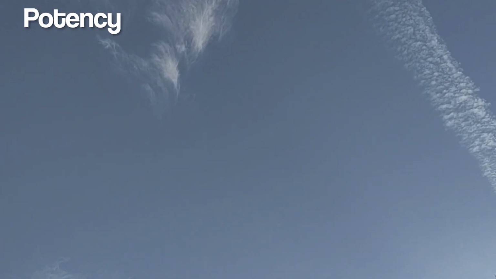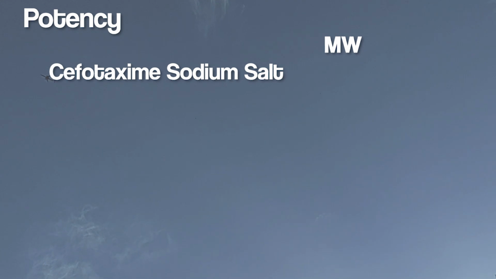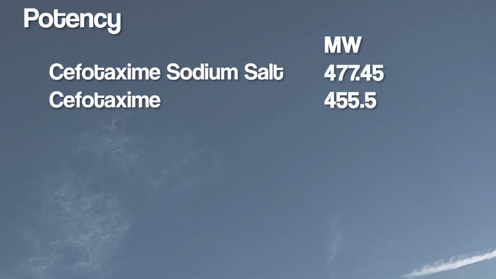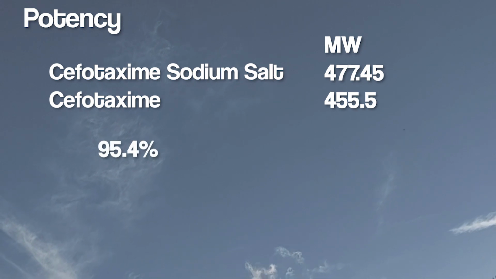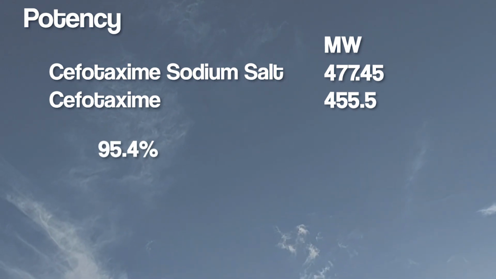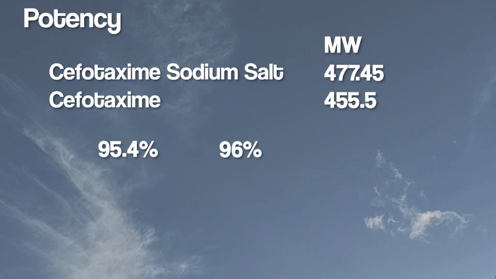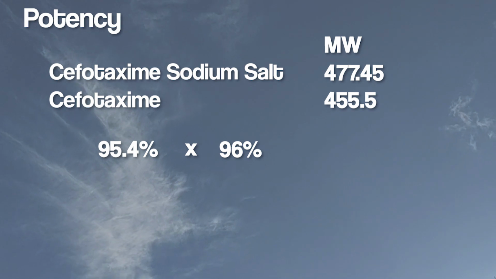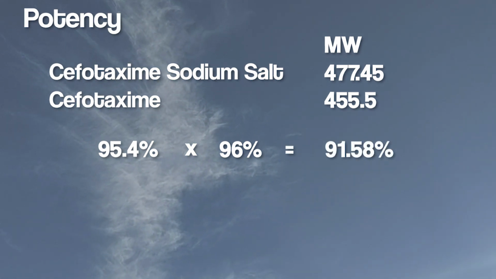In our case, we're using cefotaxime sodium salt. The molecular weight of cefotaxime is 455.5, and the molecular weight of cefotaxime sodium salt is 477.45. This means that our compound is 95.4% cefotaxime by weight. The supplier's stated purity for this batch is 96%. So, our potency value, calculated by multiplying 96% and 95.4%, is 91.58%.